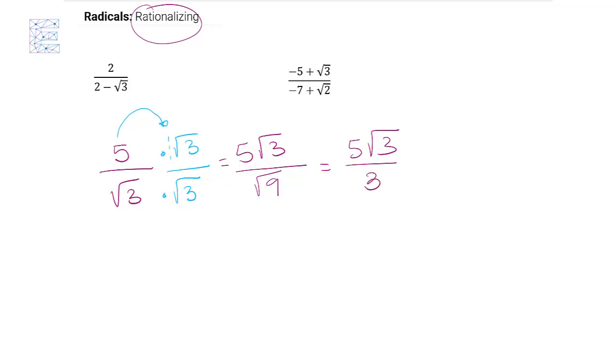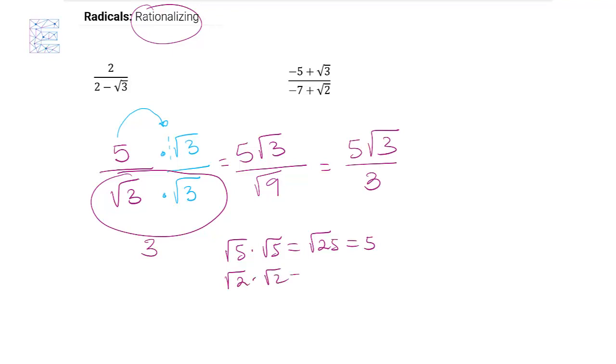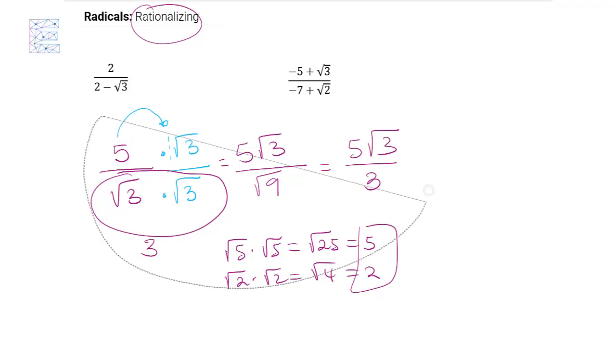In fact, the whole point of rationalizing is taking advantage of the fact that any root times itself is simply the radicand. So root 3 times root 3 is just 3. Let's try another one. Root 5 times root 5 is square root of 25, which we know is 5. Let's try another one. Square root of 2 times square root of 2 is the square root of 4, which we know is 2. So the whole objective of rationalizing is so you end up with a whole number. Now we're going to take that idea and we're going to just develop it a little bit further.